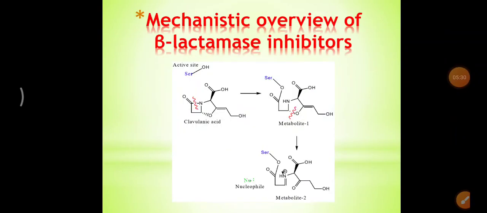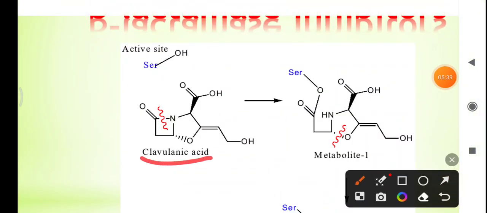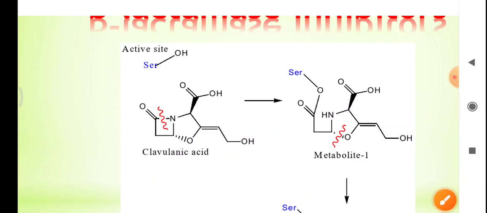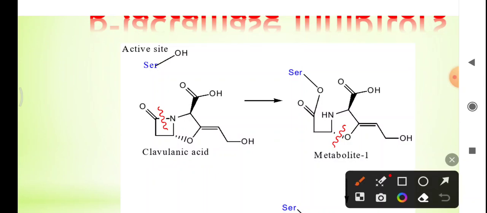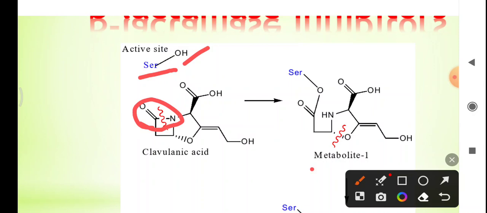Now let us understand how beta-lactamase inhibitors act on the enzyme to inhibit its action. So this is the drug, that is clavulanic acid, having a beta-lactam ring in the structure. It has some affinity for the beta-lactamase enzyme, and this is the enzymatic serine residue having an OH group, and the OH group interacts with the amide present in the beta-lactam ring, which produces the hydrolysis of the ring to open it, and this results in the production of metabolite 1.